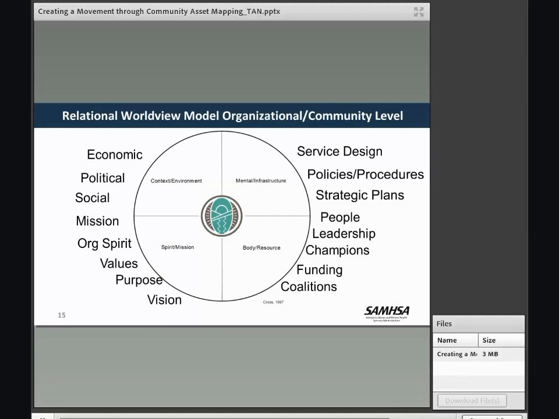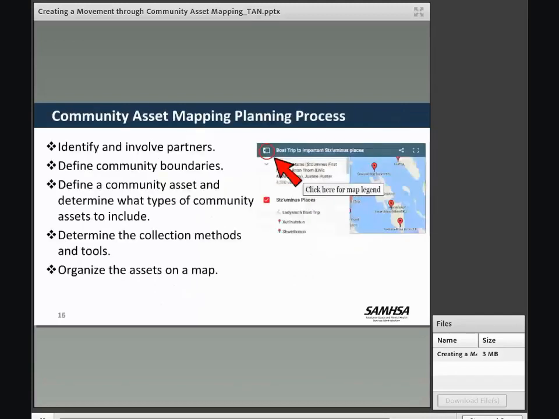So who are those champions that are out there working for the well-being of Native youth and families? Are there coalitions in the community that are working for that purpose? And then in the spirit quadrant, that becomes the mission. And so what are the values of the community or the organization? What is the mission and vision? What is the purpose?